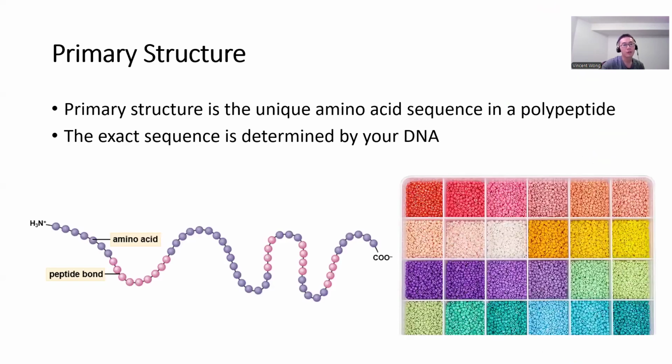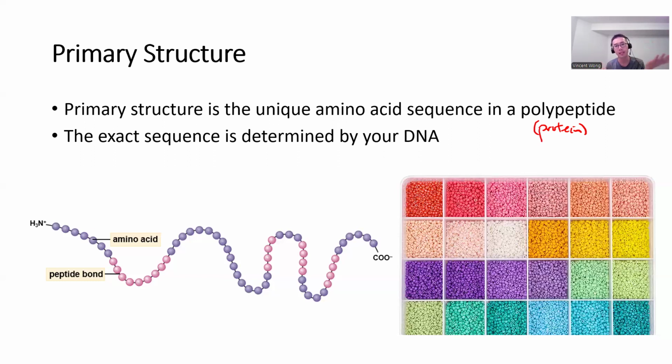Okay. The primary structure of a protein refers to the unique amino acid sequence in the polypeptide. A polypeptide is just another word for protein, right? Just like polysaccharide is another word for carbohydrates, right? So the protein is made up of amino acids connected end to end. But there are 20 amino acids. So which one do you connect together?